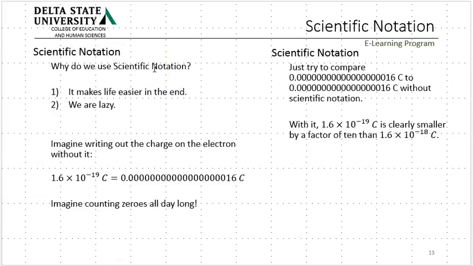Why do we use scientific notation? Because it makes life easier in the end. Because we're lazy. Because I can write 1.6 times 10 to the minus 19th quickly and know how many zeros I have in this. But if I write 0.0000000, 16, right? I mean that's ludicrous. It's going to take me way too long, and without scientific notation, it's hard for me to tell if I've even got the right number of zeros in there.